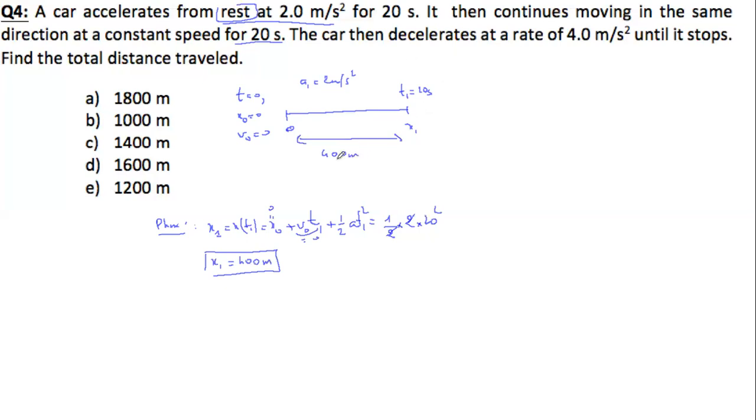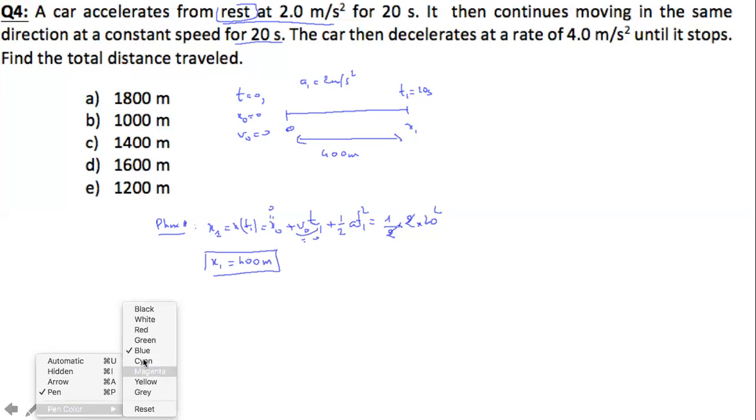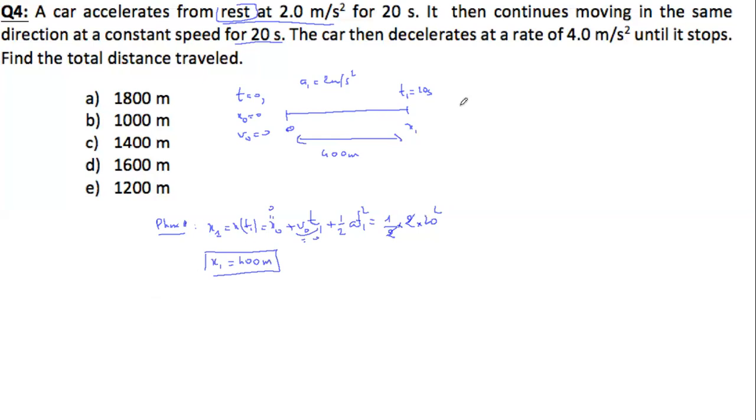Now, phase 2. Take another pen. Phase 2, it continues at constant speed in the same direction for another 20 seconds. So I'll go back here, always in the same direction, constant speed, meaning, of course, acceleration here is 0. Question, what is this distance here I'm traveling?